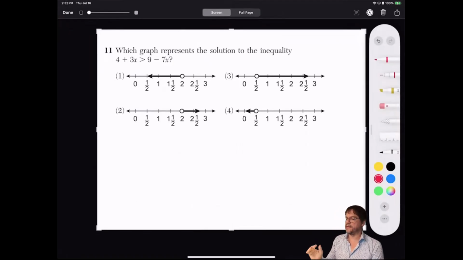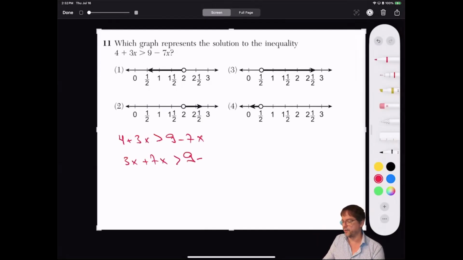Which graph represents the solution to the inequality? Okay, I would treat this as an equality. Everything that has x, I will pass to the left side. Everything that doesn't have x, I will pass to the right side. So 4 plus 3x is greater than 9 minus 7x. 3x I will leave here. 7x I will pass, changing the operation. 9 I will maintain there, and 4 is minus 4.